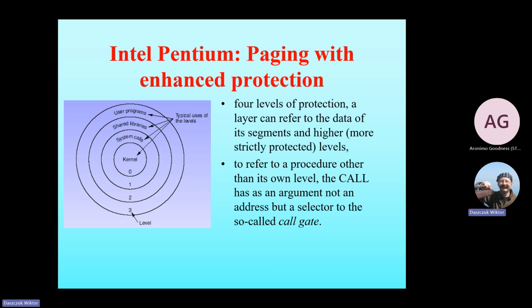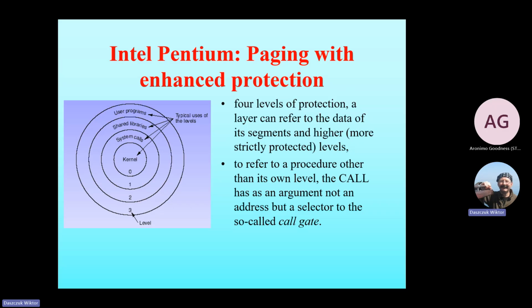They designed the processor to have 4 protection levels. The rule is the same. From any level, we have access to this level data, and all with lower priorities. So this is designed for the kernel, this for the rest of operating system, file system management, device drivers, and so on, here. Shared libraries, also called runtime systems, middleware, generally middleware, and user programs.